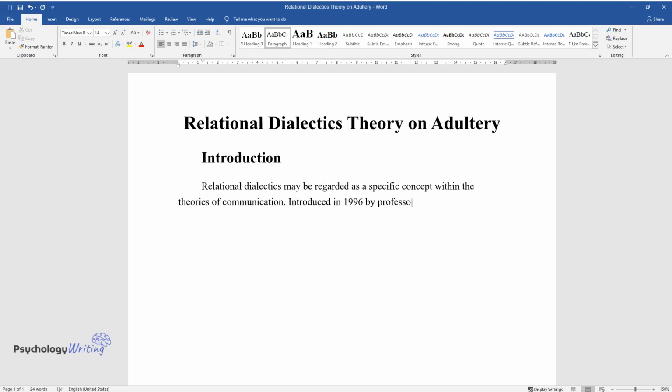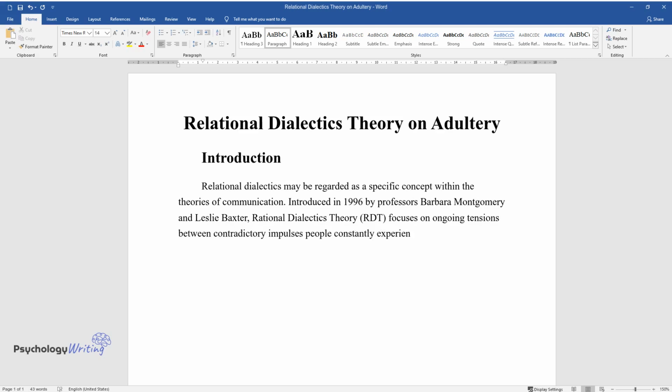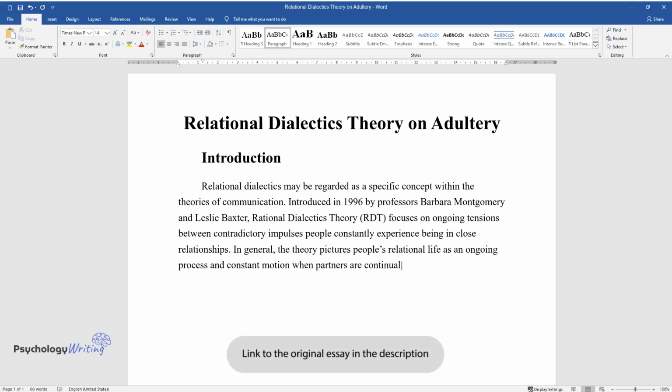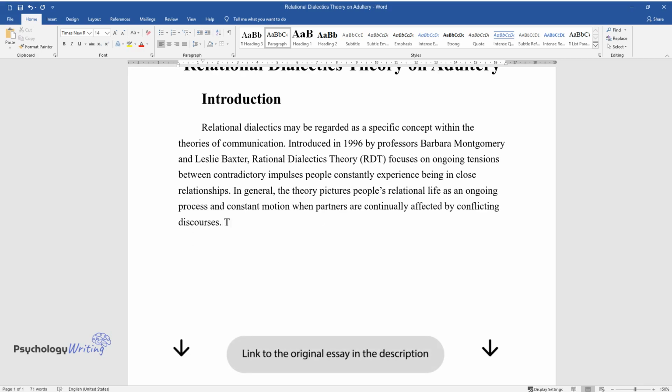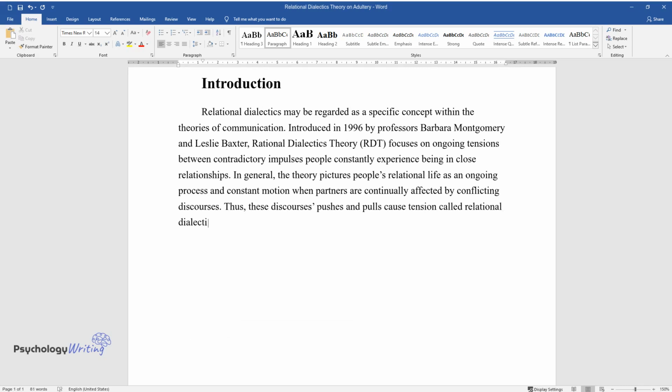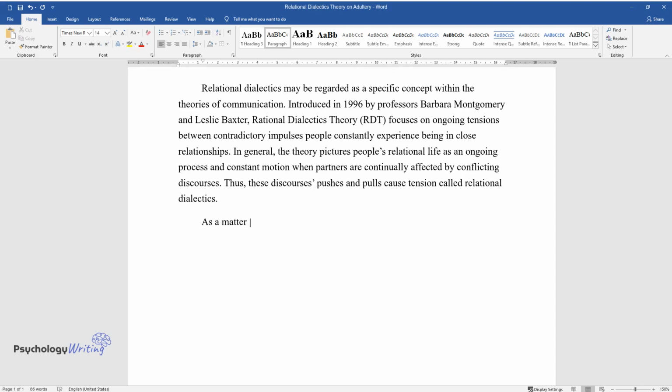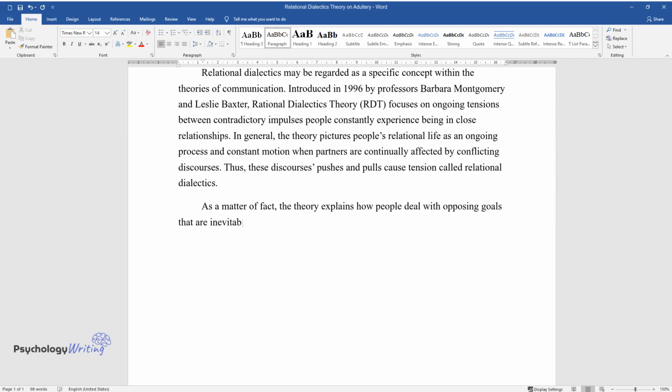Introduced in 1996 by Professors Barbara Montgomery and Leslie Baxter, Relational Dialectics Theory, RDT, focuses on ongoing tensions between contradictory impulses people constantly experience in close relationships. In general, the theory pictures people's relational life as an ongoing process in constant motion, when partners are continually affected by conflicting discourses. Thus, these discourses' pushes and pulls cause tension called relational dialectics. As a matter of fact, the theory explains how people deal with opposing goals that are inevitably present in relationships.